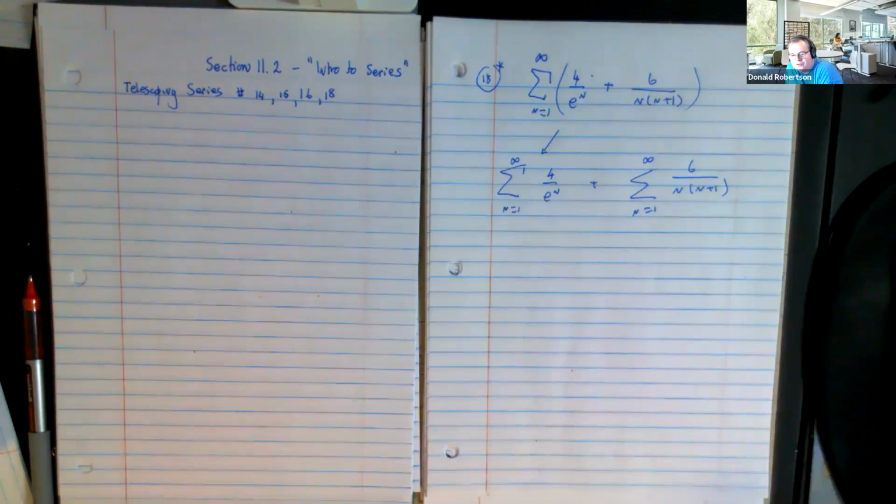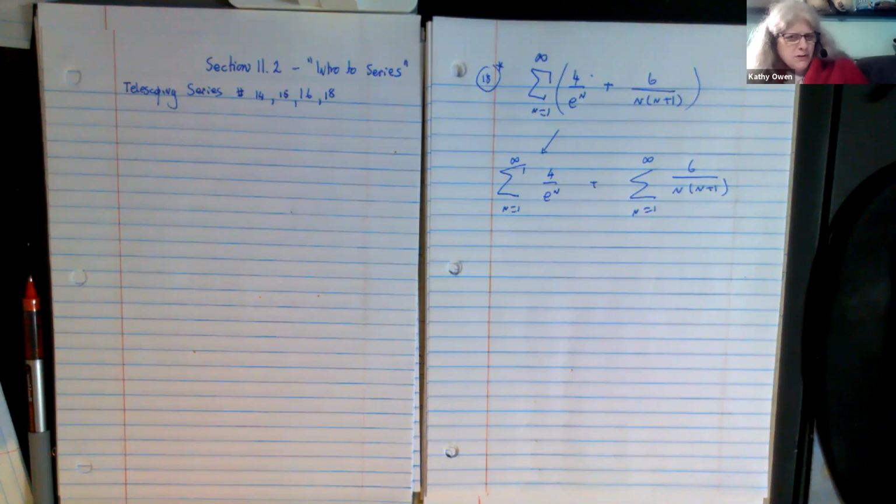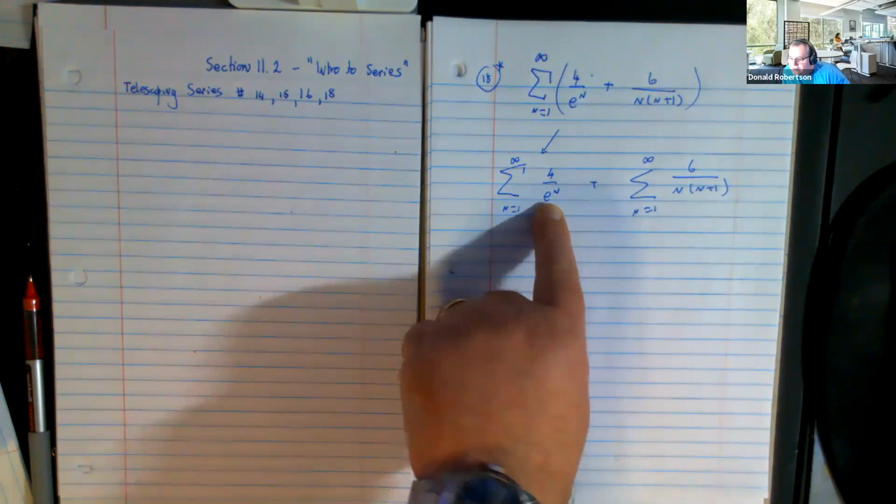Do you recognize this guy? Because they don't tell you what he is. What kind of series is this guy? Geometric. Nailed it. What about it made you notice that it was geometric? The exponent over the e. Yeah, there's some kind of power thing going on here, isn't there?